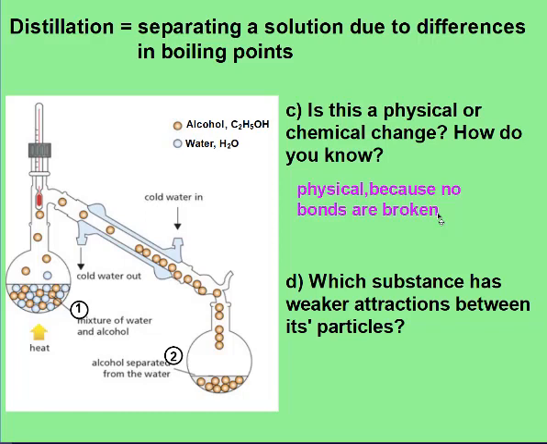So is water or alcohol's attractions weaker between its particles? Go ahead and pause the video and think about who would boil off first, if it has strong attractions or weak attractions. So alcohol has the weaker attractions because it boiled first. So it took less energy to turn alcohol into a gas.